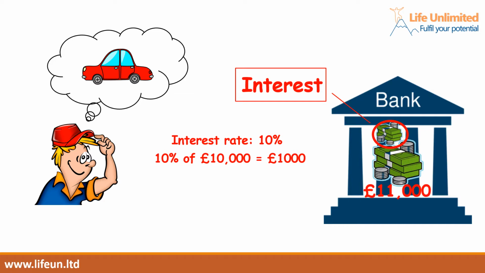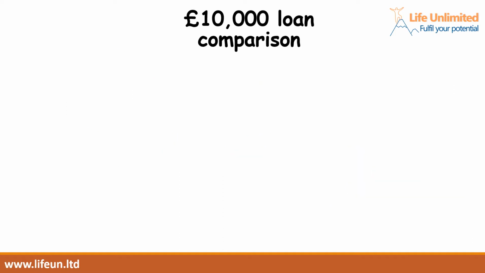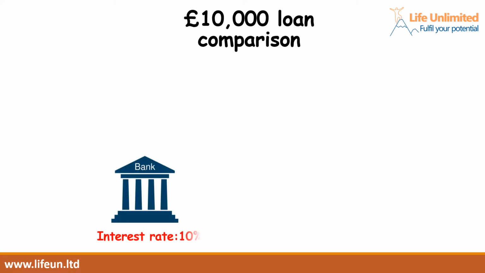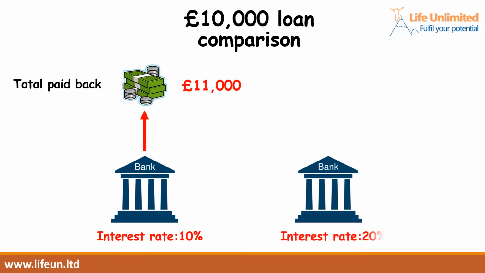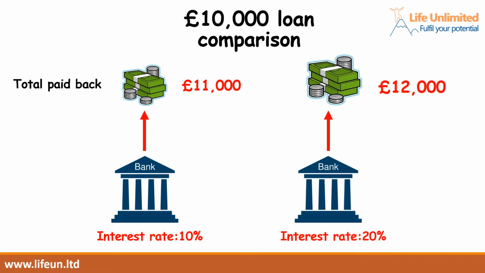The higher the interest rate on money you borrow, the more you have to pay back. So if we were comparing two bank loans for our £10,000 car loan, and one was 10% per year and the other was 20% per year, that would mean that we'd pay an extra £1,000 a year if we took out the 10% loan, and an extra £2,000 if we took out the 20% loan. Thus, when borrowing money, it is very important to look at the interest rate, so you know how much you're going to pay back on top of the original money you borrowed.